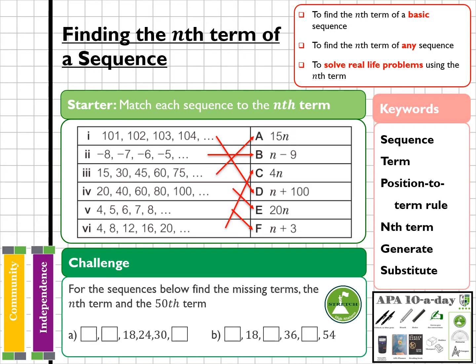With the challenge, my missing numbers are 6, 12, and 36, leading to an nth term of 6n and a 50th term of 300. And 9, 27, 45, leading to an nth term of 9n and a 50th term of 450.